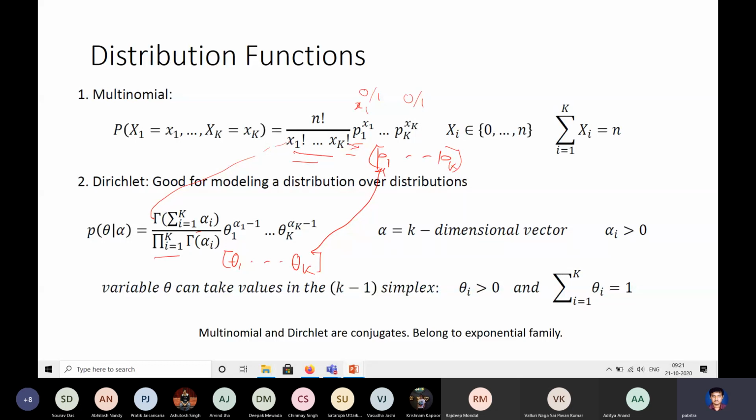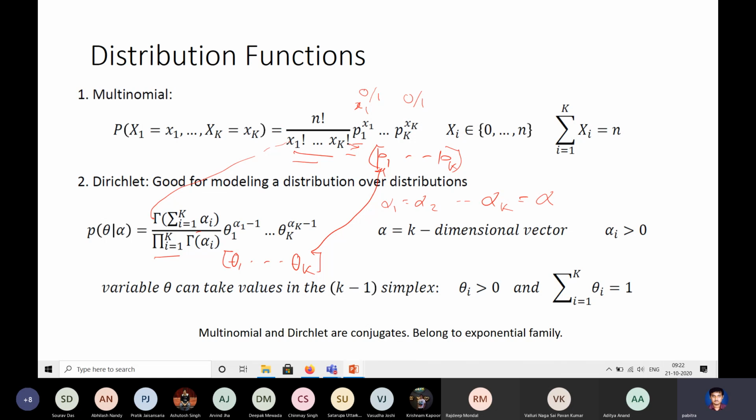Two things we usually do. Even though there can be separate alpha 1, alpha 2, alpha k for each theta 1, theta 2, theta k, we usually choose alpha 1 equal to alpha 2 equal to alpha k equal to alpha. So we choose only one parameter alpha. We will soon see that this means a symmetric Dirichlet distribution, or an isotropic Dirichlet distribution. Okay, so this is the Dirichlet distribution.